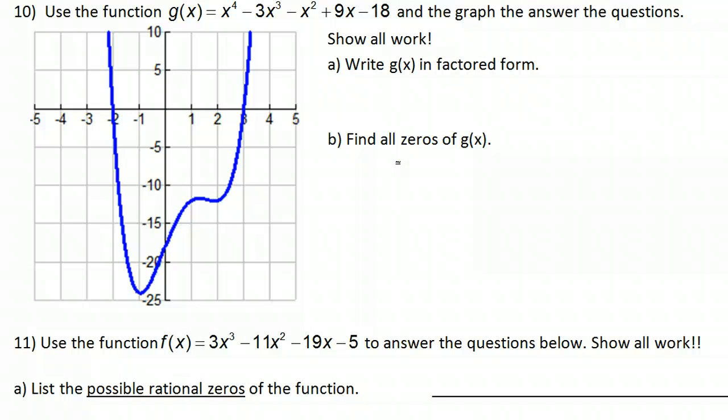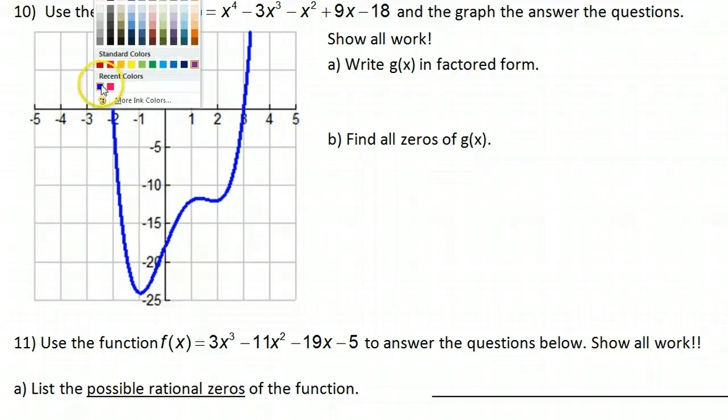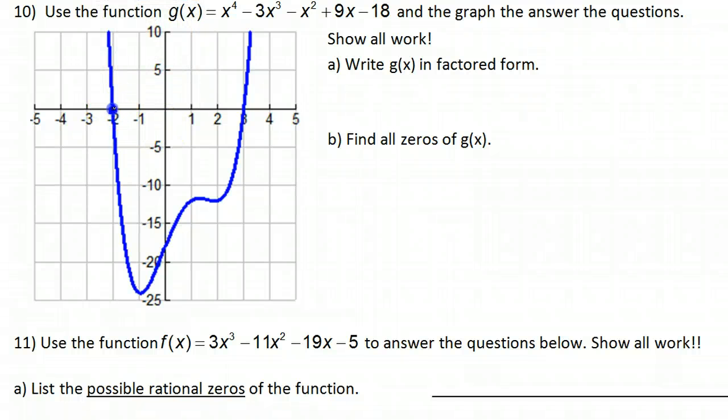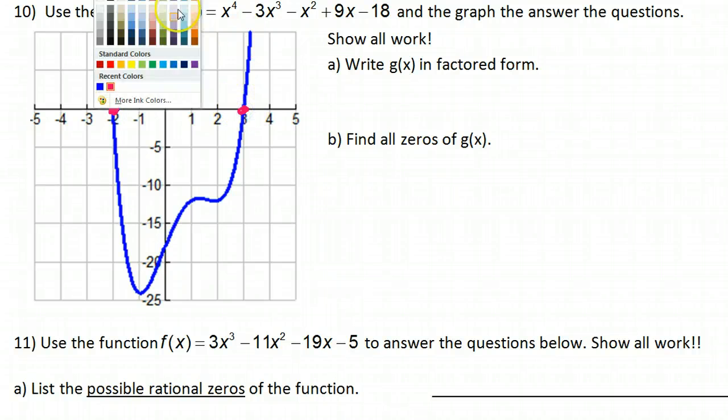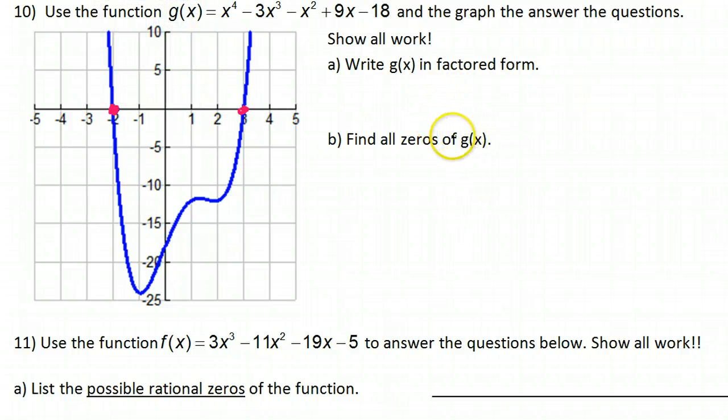Number 10. Seems like same thing. Alright, so let's just dive in and do what we just did. Once again, I see I have zeros. I have a 0 at negative 2, and I have a 0 at 3. A 0 at negative 2 means a factor of x plus 2. A 0 at 3 means a factor of x minus 3.